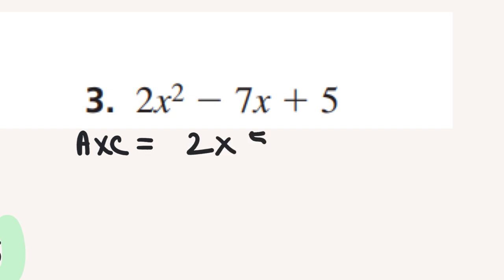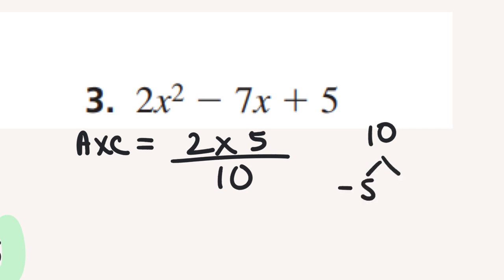2 times 5 gives me 10. Factor is 10. When multiplied, remember when I said both of them have to be negative: negative 5 times negative 2. I know that when added, it's going to give me negative 7, and when multiplied, it's going to give me positive 10.